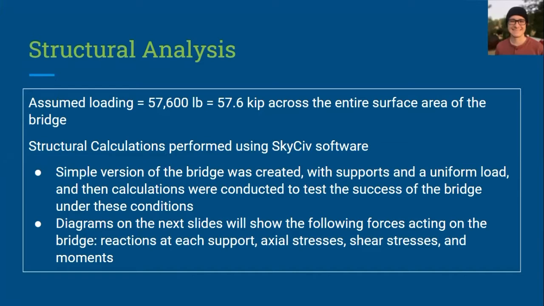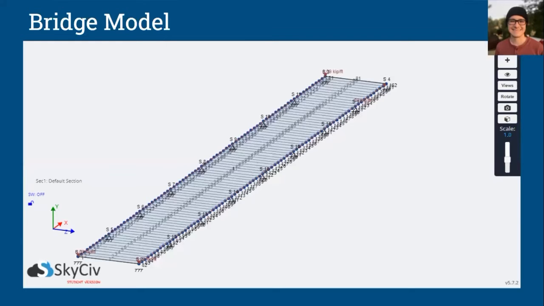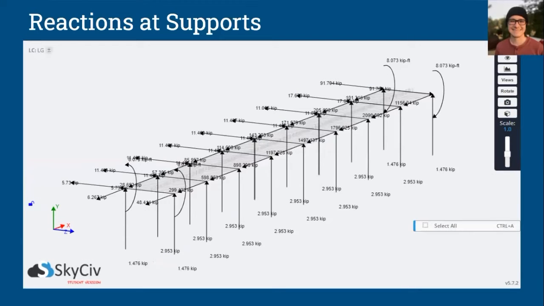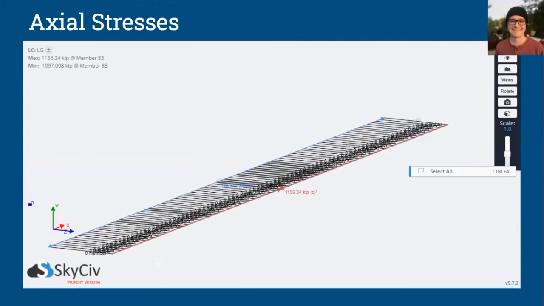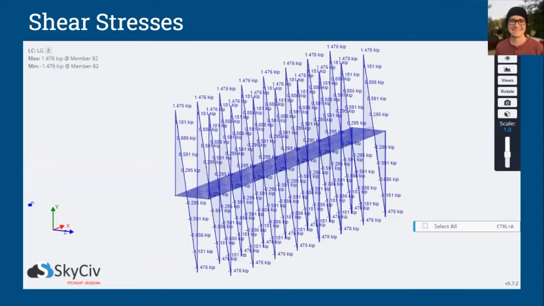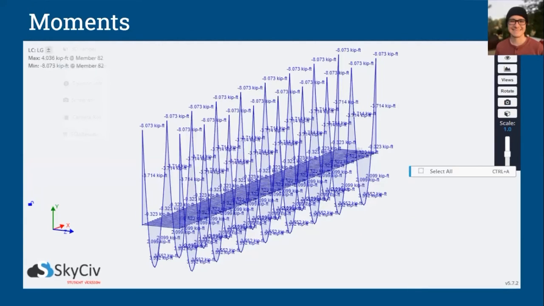A simple version of the bridge was created with supports and a uniform load, and calculations were conducted to test the success of the bridge under the loading conditions. And the next few diagrams will show the forces acting upon the bridge. Here's the simple model of the bridge. Here are the different reactions it experiences, as well as the axial stresses, the shear stresses, and the moments that it would experience.